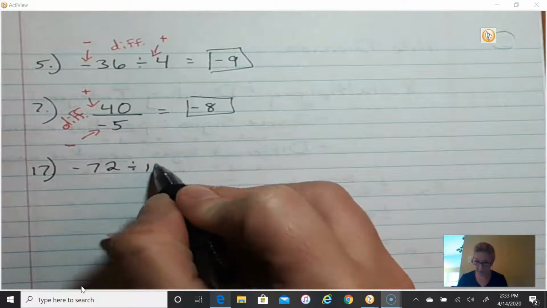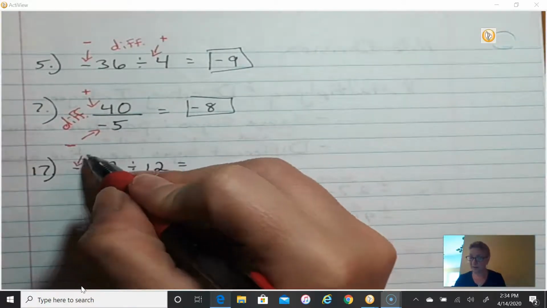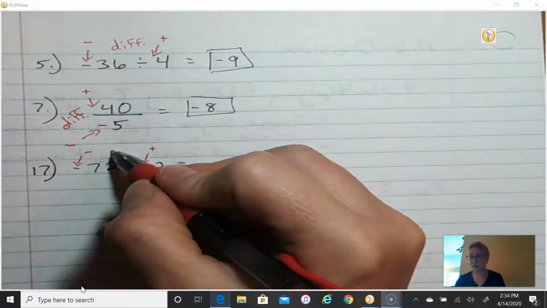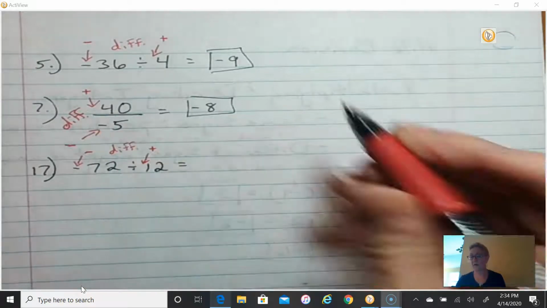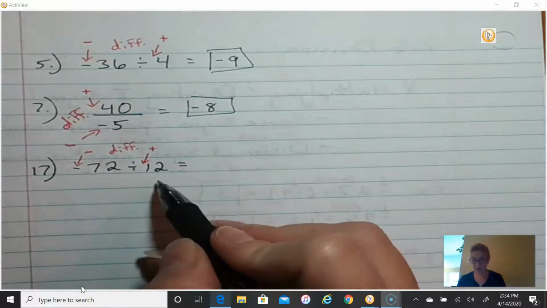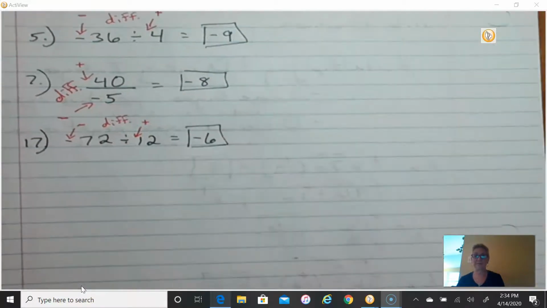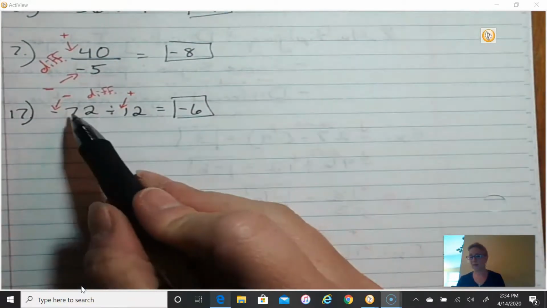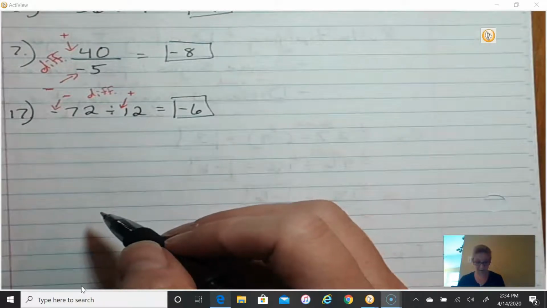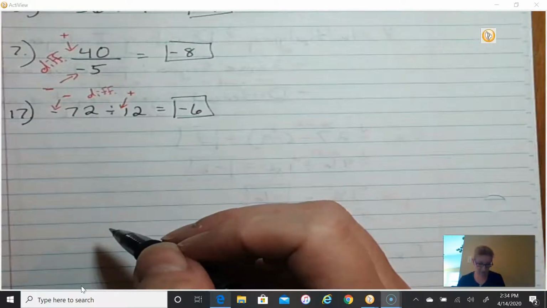72 divided by positive 12. That's a negative. That right there is a positive. Those are different. Therefore, your answer is going to be negative. So 72 divided by 12 is a negative 6. Remember, negative and positive, if the signs are different, your answer is going to be negative. Or maybe not. We won't do B.